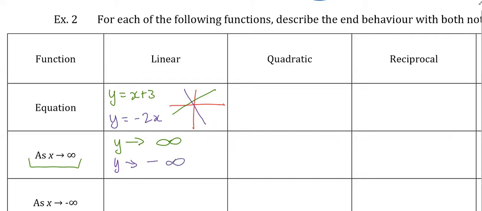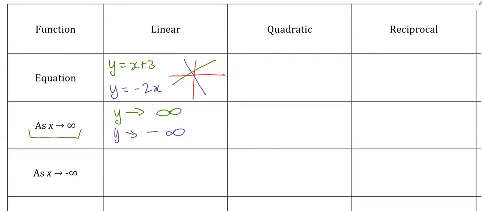But watch, what about as x goes to negative infinity? So that's the other direction that we're asking about now. As x goes to negative infinity, the green line is going to positive infinity or negative infinity? To negative infinity. So y goes to negative infinity. And for the purple line, as x goes to negative infinity, so again, as x is going this way, this line's going this way, and it's going up. So it's going to positive infinity.